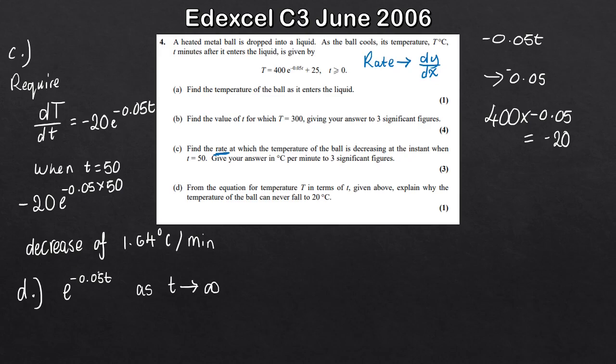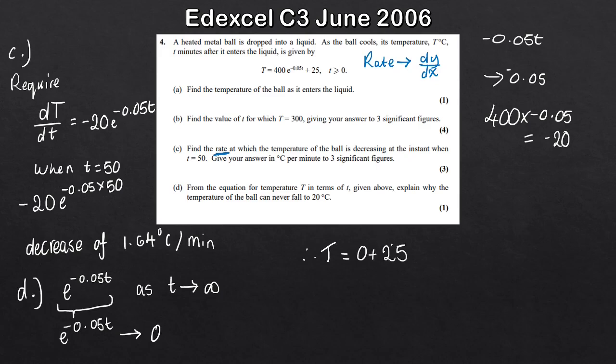Well, this is going to be a very, very large negative number. And you can try this on your calculator. If you try this on your calculator, what you're going to get basically is 0 here. So as t tends to infinity, this part here tends to 0. So in that case, e to the minus 0.05t tends to 0. Okay. So what I get left with then is T is equal basically to 0 plus 25.